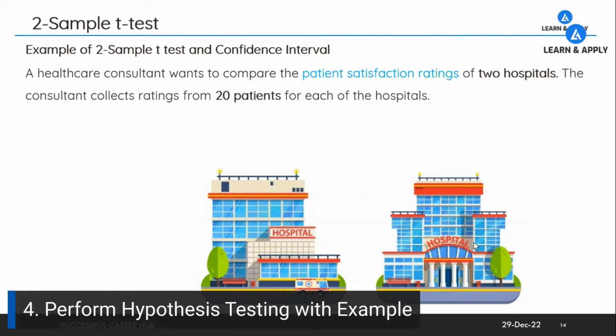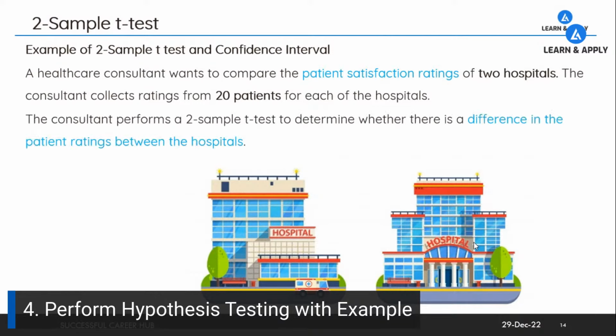Based on that, he can say whether hospital A is better or B is better. The consultant performs two sample t-tests to determine whether there is a difference in patient ratings between the hospitals, right? So let's perform that first in Microsoft Excel. I will show you the data, how to perform that, how to represent that graphically, and then I will show you how we can perform that in Minitab.